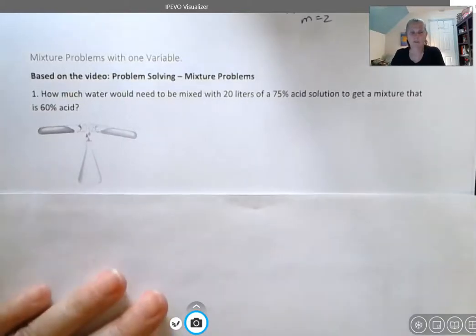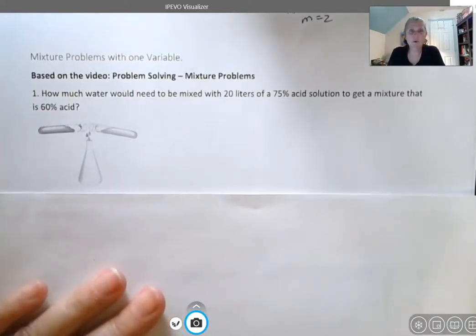Hi, it's Carly McAvoy. Today I'm talking about solving word problems, and these are particularly mixture problems. But in these mixture problems, we are solving using one variable rather than two.